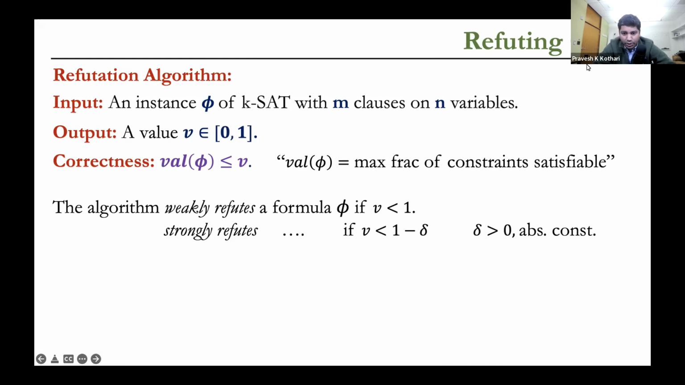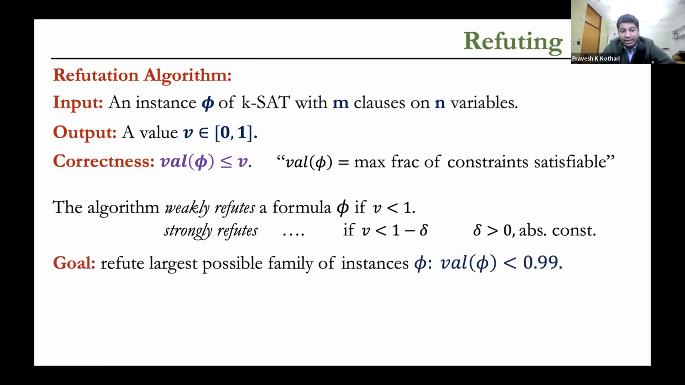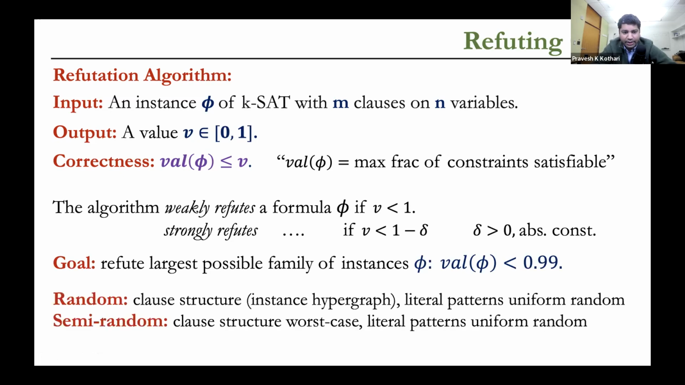Good. So solving KSAT or proving unsatisfiability of KSAT is a hard problem. We don't actually expect efficient algorithms for all instances. And so my goal would be to find algorithms that work for the largest possible family of instances. Specifically in this talk, I'm going to look at 2 different families of random instances, one more general than the other.